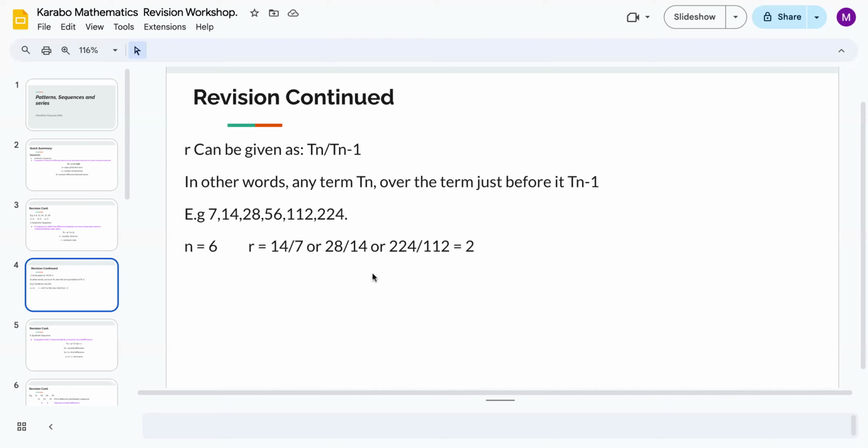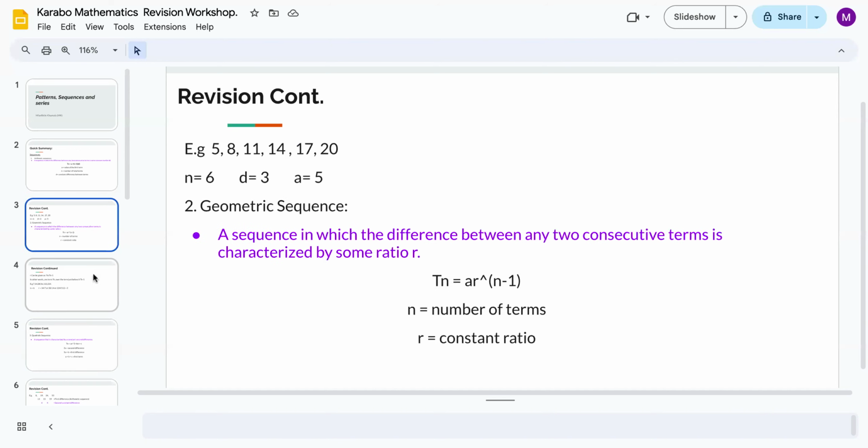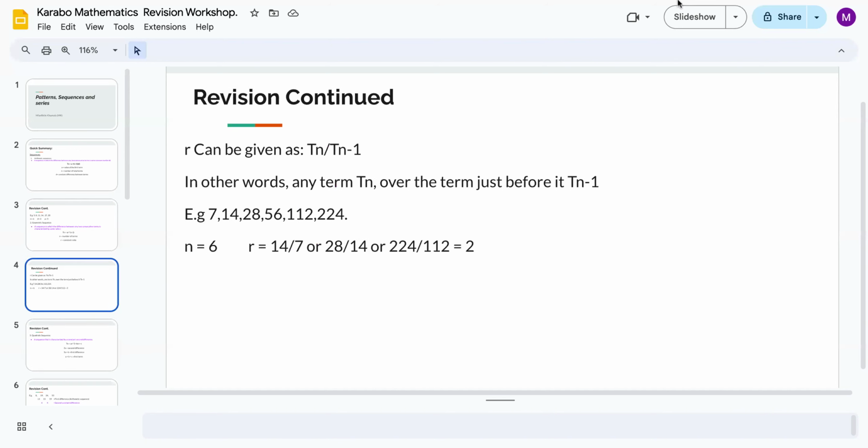So our n is the number of terms we have here. We have 6 terms. R, as I said, could be one term divided by the term just before that, and it is 2. Okay, so that is it for geometric sequences.